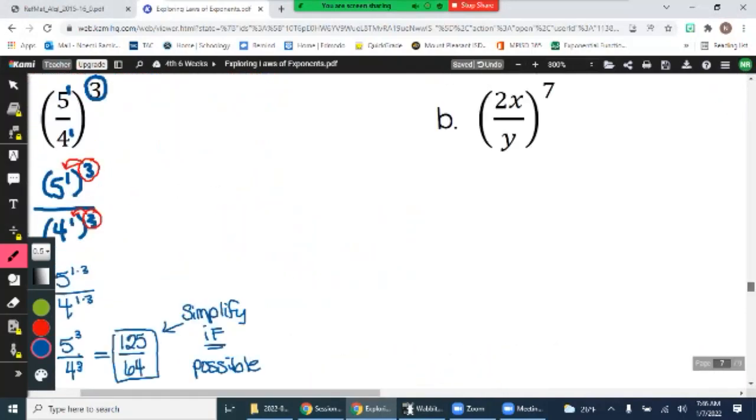Okay. Next part. This time we have not just numbers like in the first example, we have numbers with variables. So our bases are different. I am going to break this one apart. Make sure that every base has an exponent and circle that outside exponent so you do not forget about it. Okay, I'm going to do everything in a different color. So I'm going to start with that 2 to the power of 1 to the power of 7.